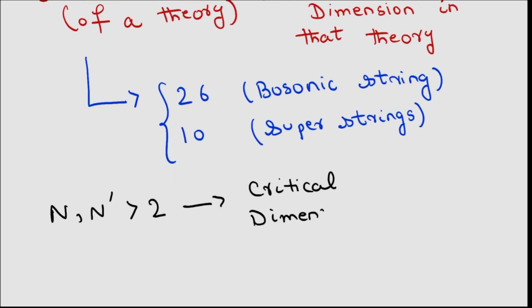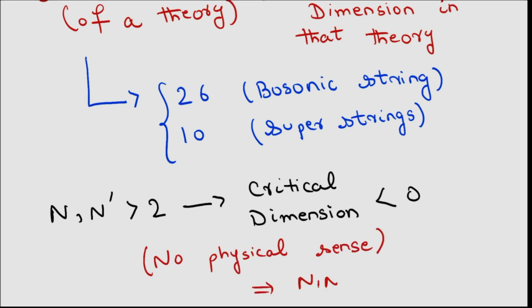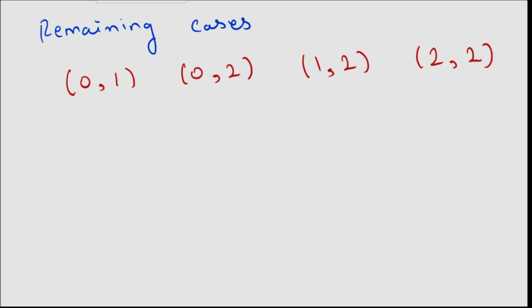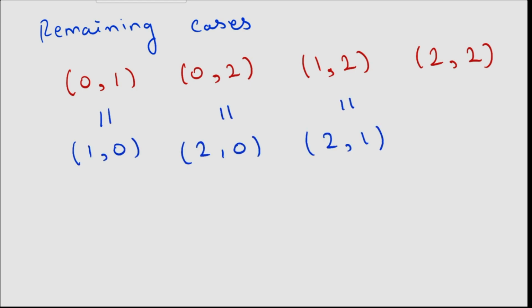It turns out that if n or n prime is larger than 2, then the critical dimension is negative. So these theories don't make physical sense. So n and n prime can be 0, 1, and 2. We will now list the cases apart from the cases that we have discussed above. These cases are (0,1), (0,2), (1,2), and (2,2). We have not included the cases (1,0), (2,0), and (2,1) as they are equivalent to (0,1), (0,2), and (1,2) respectively.